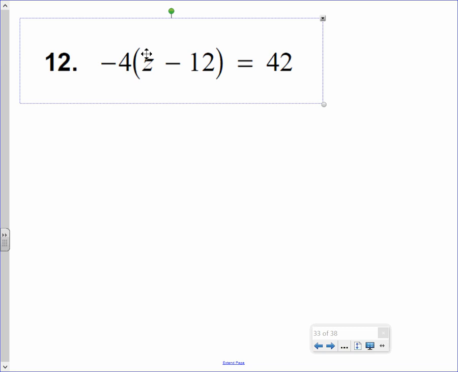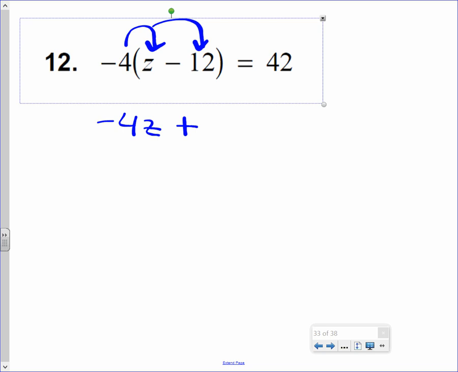All right. Is there parentheses? Yes, there is. Let's perform the distributive property. Do it with me. Here we go. We're multiplying. Negative 4 times z is negative 4z. Beautiful. Careful now, boot camp attendees. Watch this. Negative 4 times negative 12 is positive.